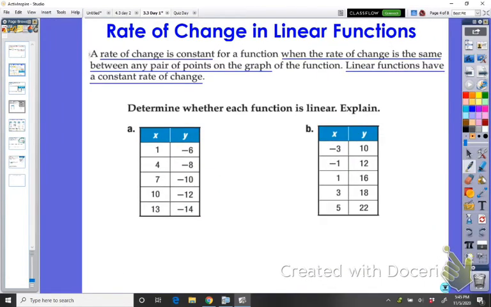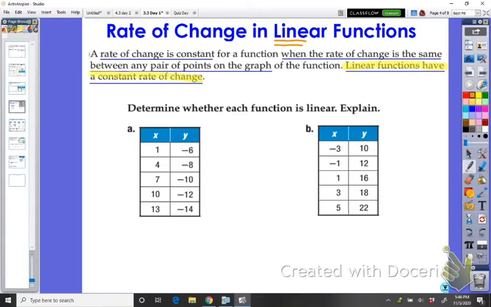Then we have to figure out if we have a table of values, is it a linear function? So remember, linear meant it creates a line when it is graphed. So a rate of change is constant for a function when the rate of the change is the same between any pair of points on the graph. So linear functions have a constant rate of change. So this is important. And we'll talk about what a constant rate of change means.